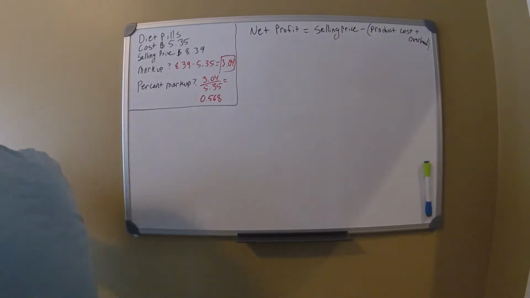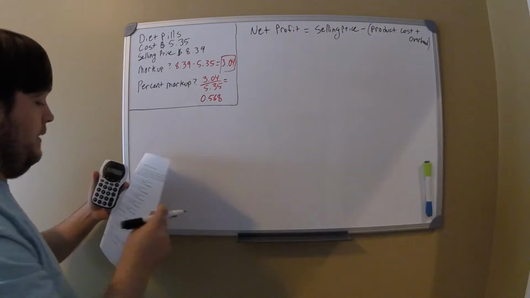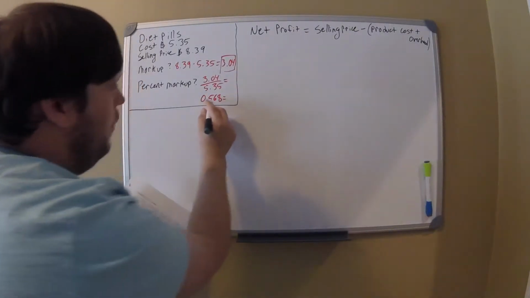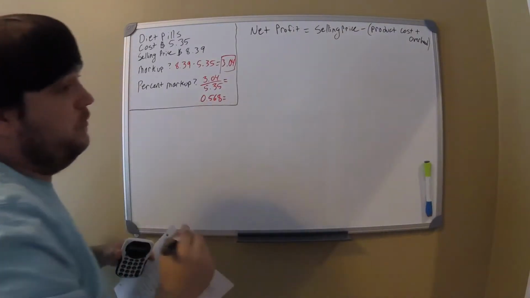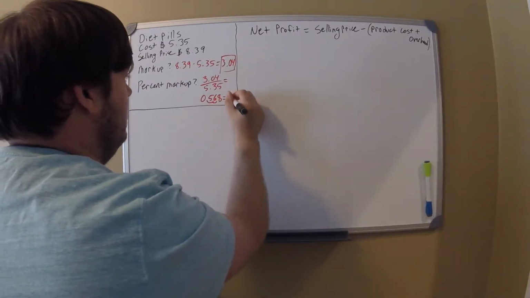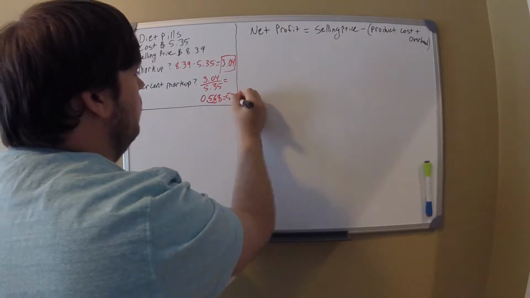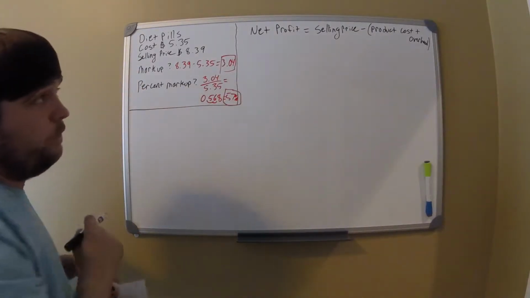And remember, it's asking for a percent. So that should give you an indication that this is a percentage. So it's not 0.568%. This is the decimal version. So you've got to convert it to a percentage, moving it over 2 decimal places. So it's 56.8% or 57%. And that would be the percent markup.